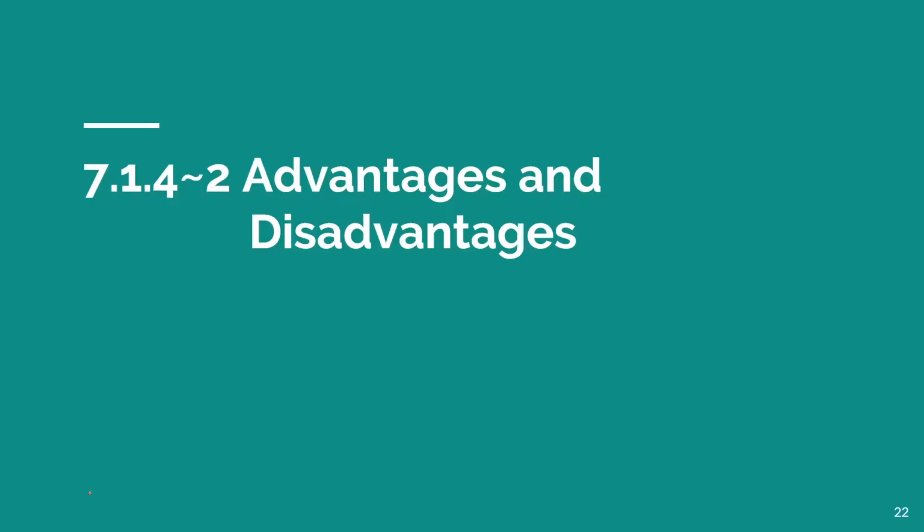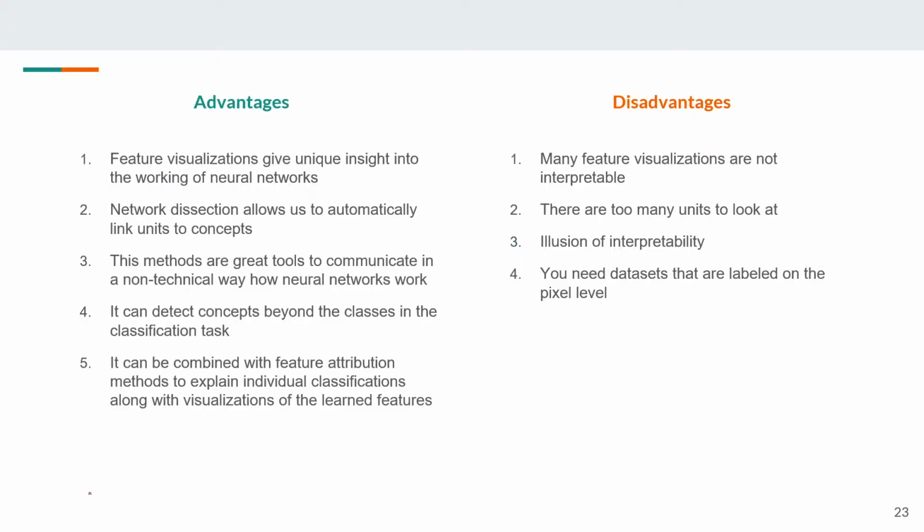Now let us briefly review the advantages and disadvantages of these methods. Feature visualizations give unique insight into the workings of neural networks, especially for image recognition. Through the present methods, we have been able to better understand the internals of neural networks. For example, that the models learn first simple edge and texture detectors, and in higher layers the models learn more abstract part and complete object detectors.